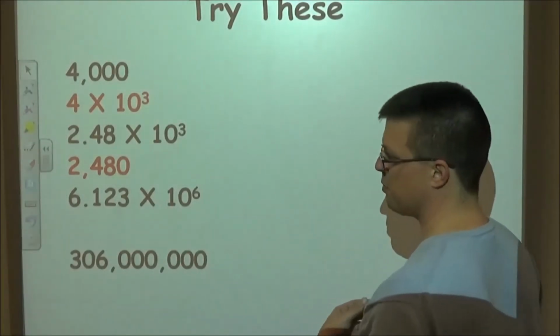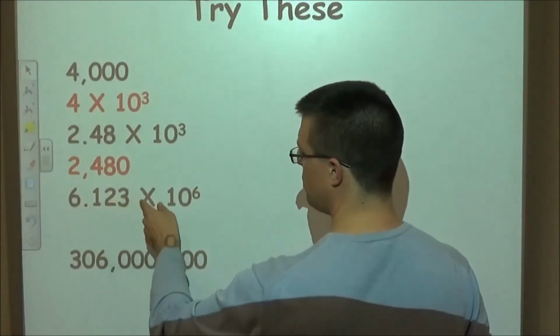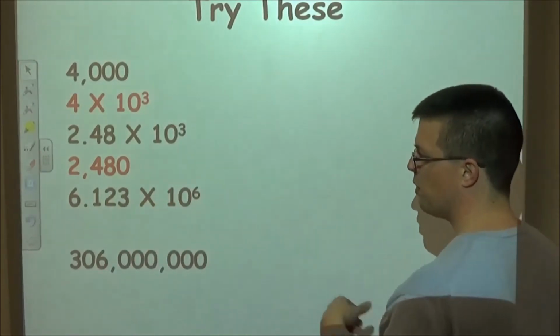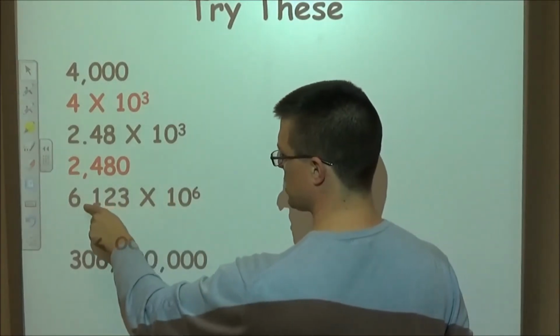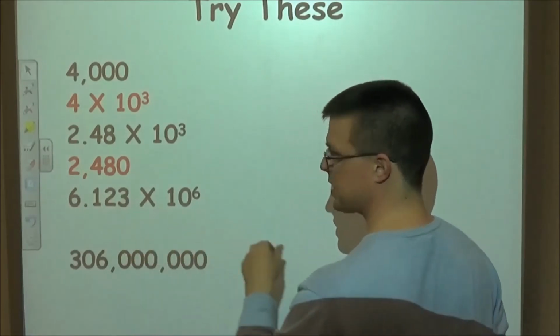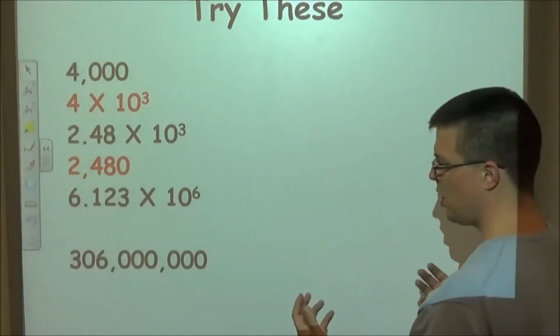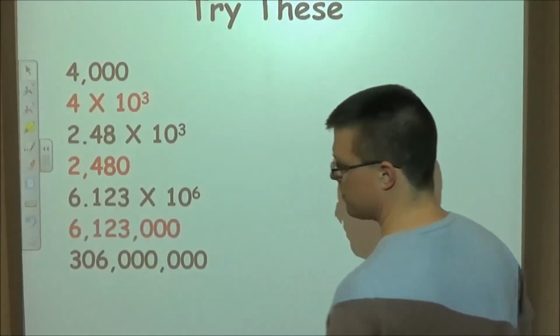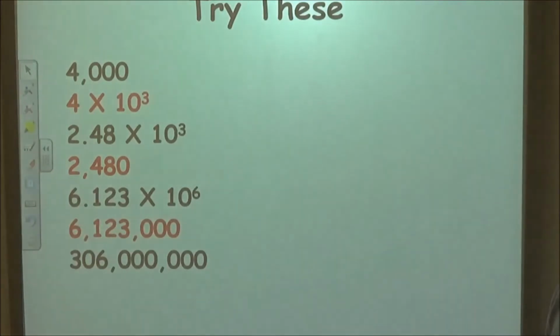Here's our third example. You had 6.123 times 10 to the 6th power. Well, this is saying here you're going to move this decimal to the right 6 times. So, let's see what you ended up with. Did you end up with 6,123,000? If you did, you're A-okay.